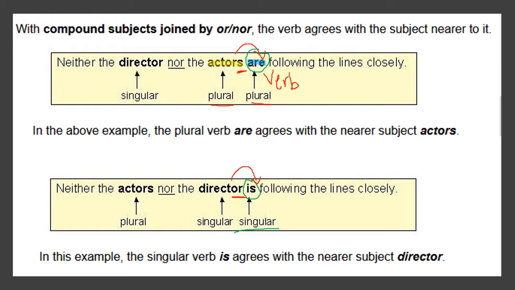Now are and is, the original word, the base word, is actually be. So this be, if it's singular, we use is for present tense. And if past tense, we use was. Okay. And for plural, we use are for present tense. And for plural past tense, we use were. So, okay, were.